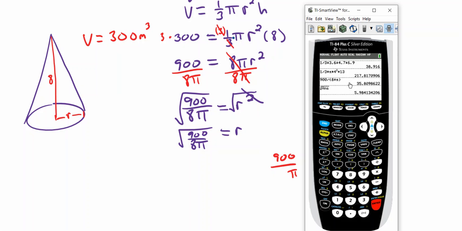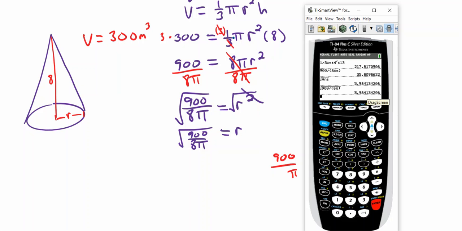Now, you could have done all that in one move too, so I'll do that really quick. You could have also done it like this, where it was the square root of 900 divided by, and then see I'm still all underneath the square root now, and then in brackets 8 times pi or 8 pi, and then close my bracket. Okay, that would have done it all in one move, and if you're feeling bold, you can do that too, but you see I get the same answer, right?